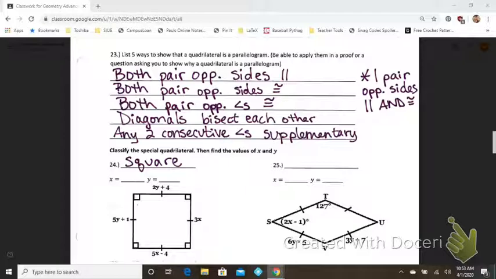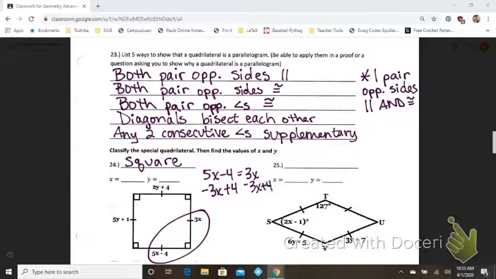Because all of the sides are equal to each other, we could set any 2 of them equal to each other. To make this easy on myself, I'm going to set these 2 equal to each other that both involve x. 5x minus 4 equals 3x. Subtract 3x on both sides, add 4 on both sides. That gives me 2x equals 4, so x equals 2.